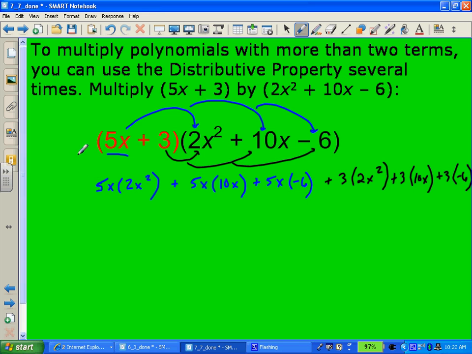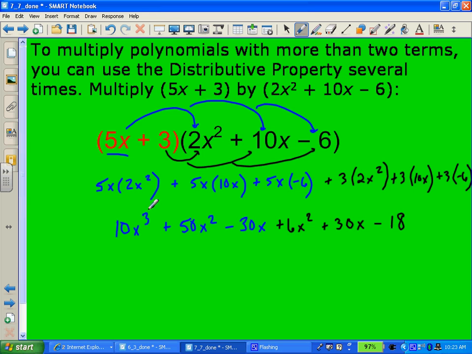If I multiply each of these, 5x times 2x squared is 10x cubed. 5x times 10x is 50x squared. 5x times negative 6 is negative 30x. Then 3 times 2x squared is 6x squared. 3 times 10x is 30x. And 3 times negative 6 is negative 18.